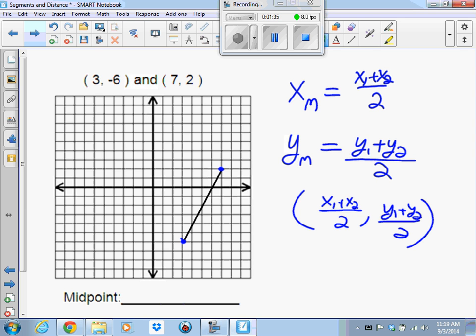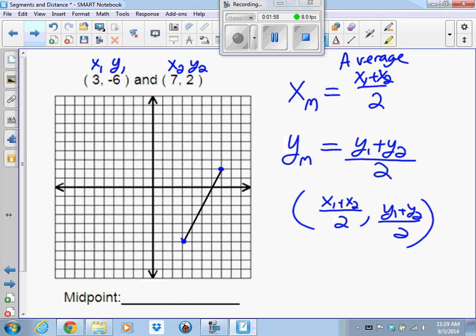I like to think of this as finding the average. If you had two test scores, you would add them together and then divide by 2. So that's all we're doing, is finding the average. These points here, this is x1, y1, this is x2, y2. All right, and we're going to plug these in.